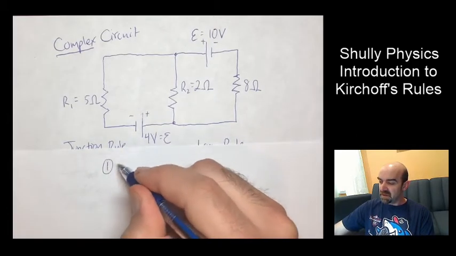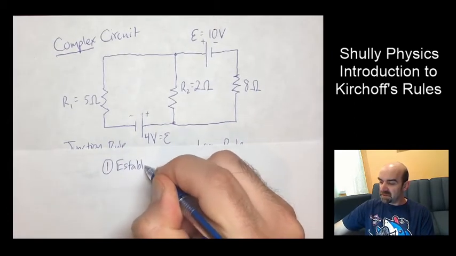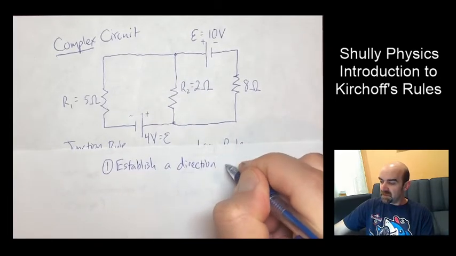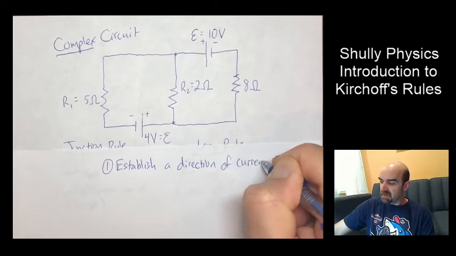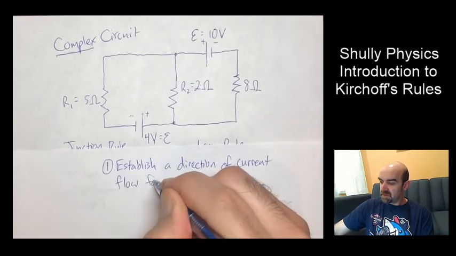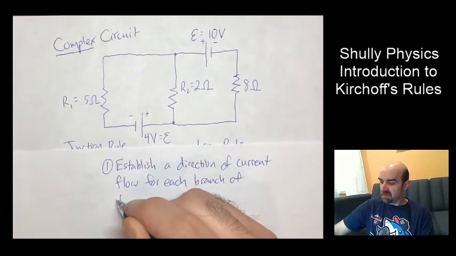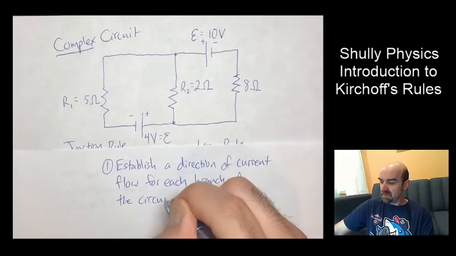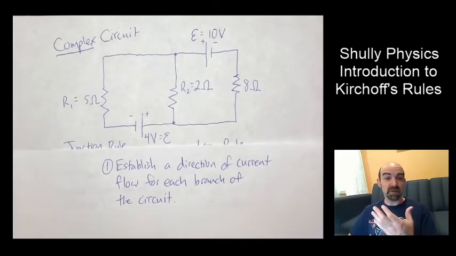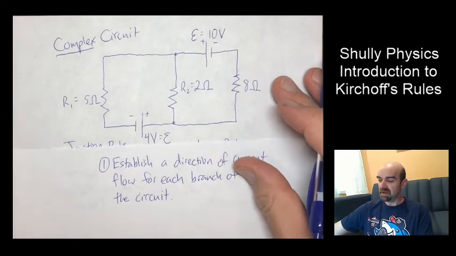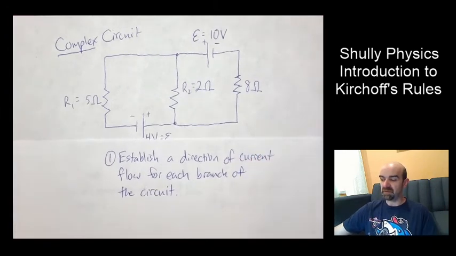So first thing, establish a direction of current flow for each branch of the circuit. Apologize for my old school defining. What that does is give you time to write it down. If you are taking some notes on this, I really hope you do. It helps you think about it. As you're writing, you're thinking about what's being stated. So establish a direction of current flow for each branch of the circuit.